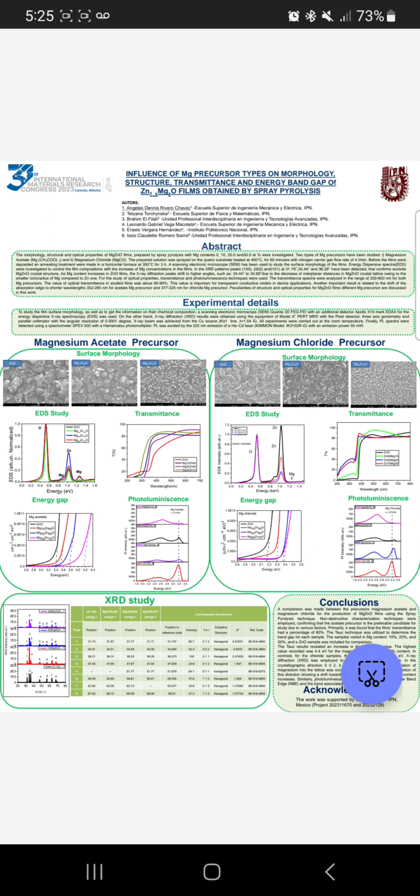The Tauc result revealed an increase in the band gap value. The highest value recorded was 4.4 electron volts for the sample with 30% magnesium content. In contrast, for chloride samples, the shift reached up to 3.9 electron volts. X-ray diffraction was employed to examine the crystalline structure. In the crystallographic direction 002, it was observed that the incorporation of magnesium into the lattice was occurring. This is evident from the position of this direction, showing a shift towards higher angles as the magnesium content increased. Similarly, photoluminescence showed alterations in the near band edge and the band associated with defects.